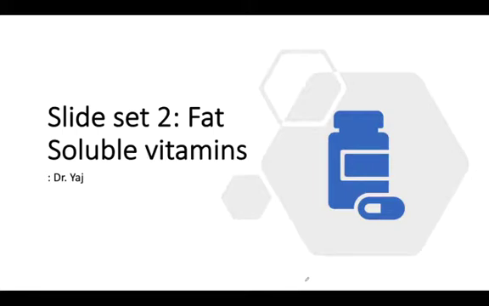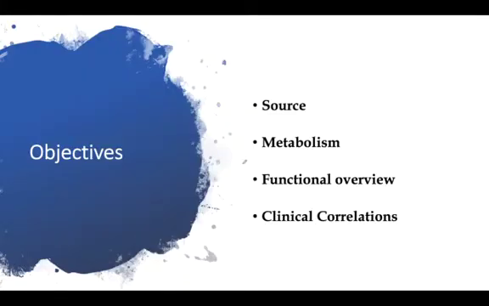In this particular slide set, we will be talking about fat soluble vitamins. For this part of the lecture, we are going to look at the 4 fat soluble vitamins A, E, D and K. We will focus on the source of these vitamins, and we will talk briefly about the metabolism of these vitamins.